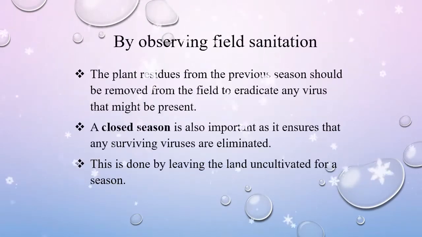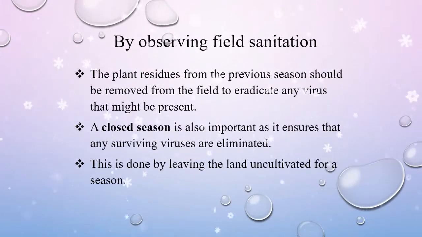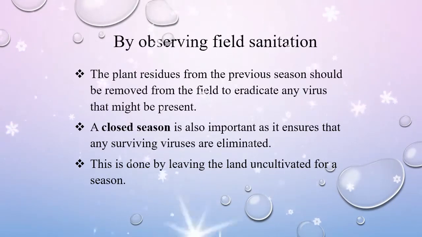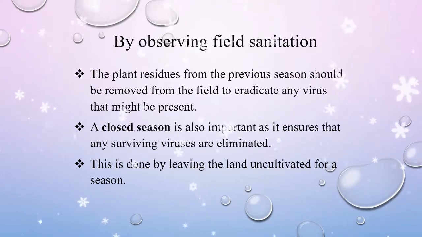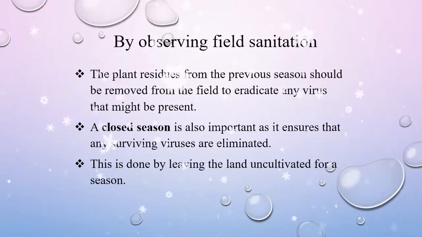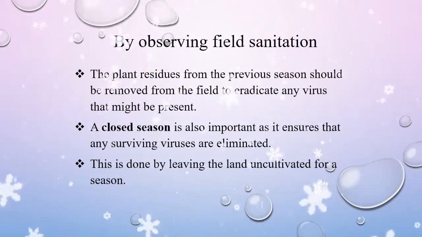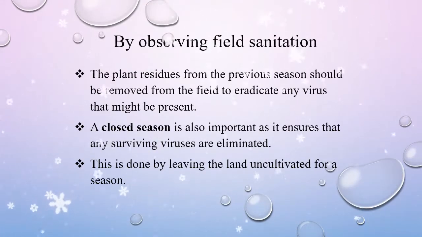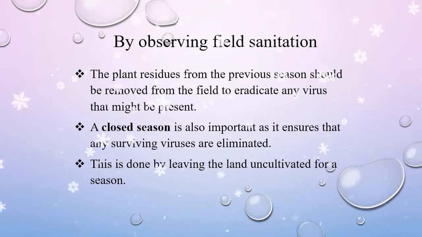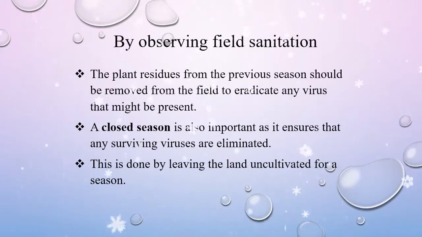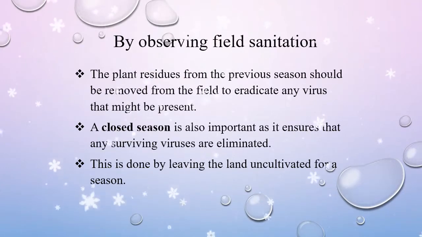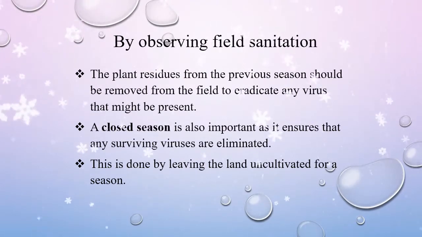By observing field sanitation, the plant residues from the previous season should be removed from the field to eradicate any virus that might be present. A closed season is also important as it ensures that any surviving viruses are eliminated, because there is no food and no nutrients that they need. So it is important for us to maintain a closed season. This is done by leaving the land uncultivated for a given season, or maybe you can skip a season after harvesting.